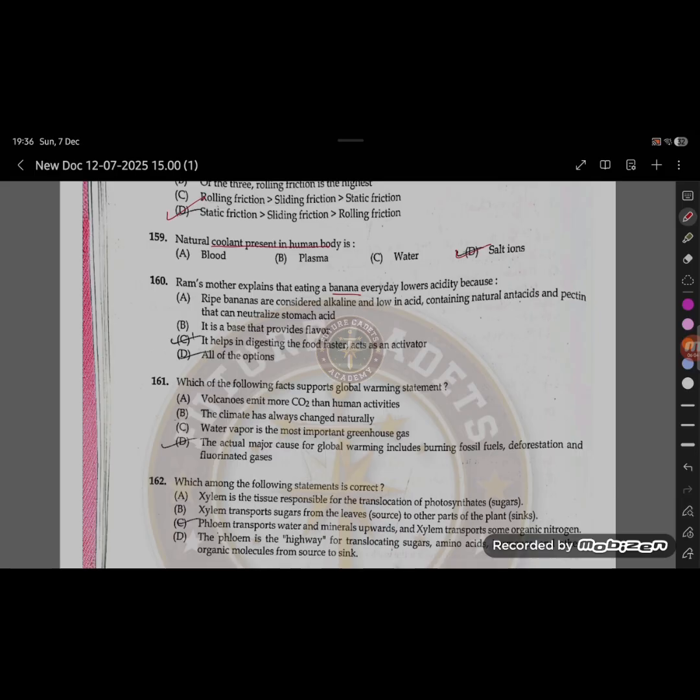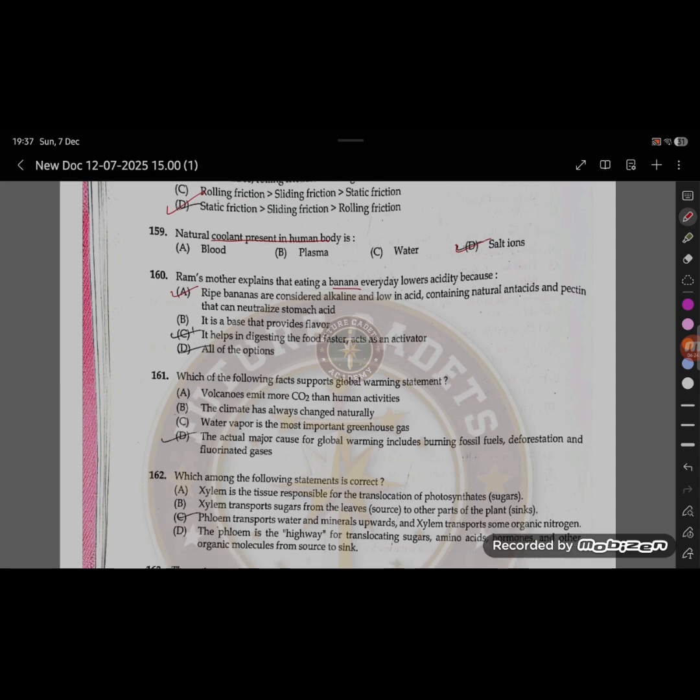So here the answer for this particular question lies behind the science and composition of banana, and hence the answer is A. As I said, the secret is in banana's composition, and its composition is alkaline in nature, and hence A is the correct option. Okay, moving to the next question.